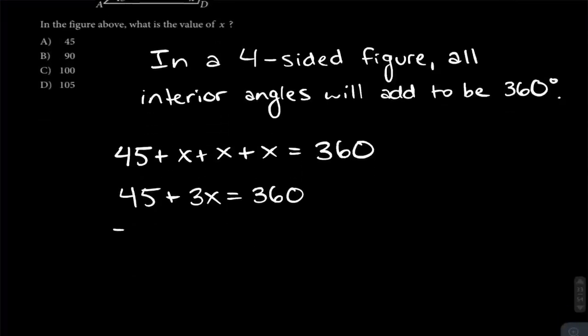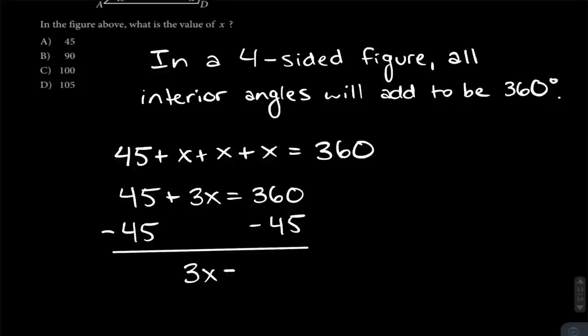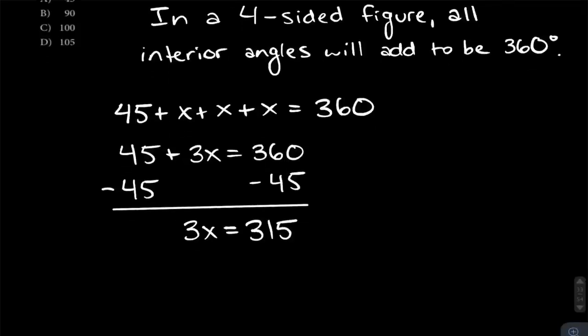And then we can subtract 45 on each side, right? Solve for x. Oops, something's bugging out. There we go. Right, so subtract 45 on each side, we get that 3x is equal to, is actually going to be 315. Okay, and then we divide by 3 on both sides.